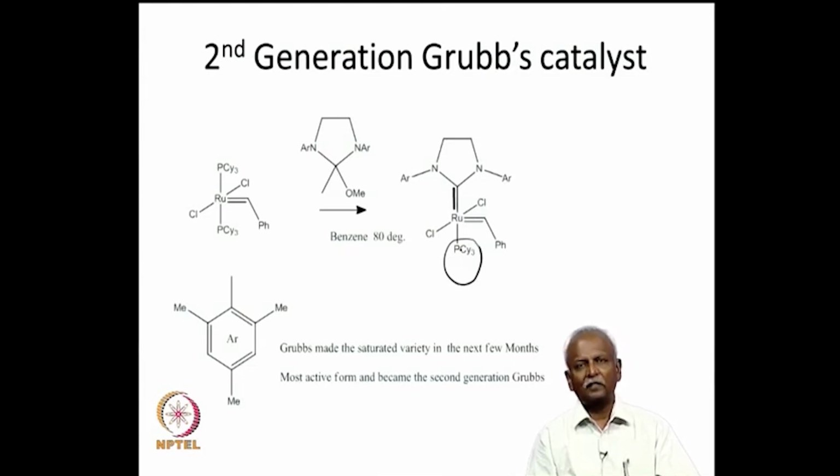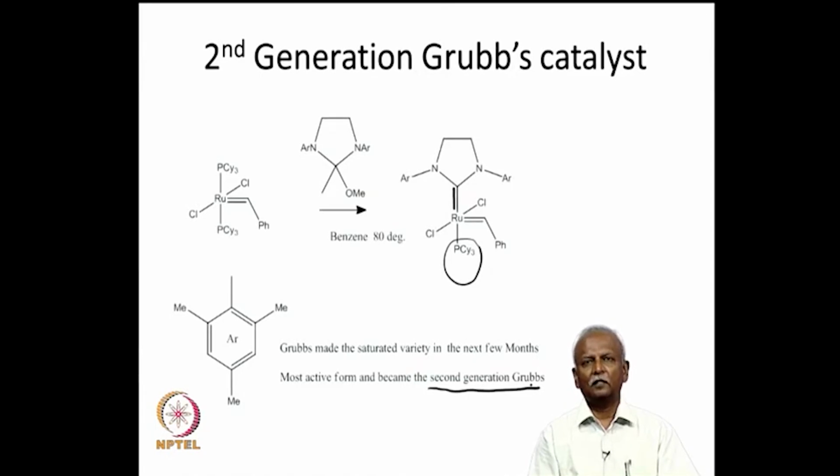ruthenium. In general, if you want a catalyst to function from the resting state, you would have an extra ligand which leaves and generates a vacant coordination site which initiates the reaction. Grubbs published the synthesis of this compound and its reactivity just a few months after he had published the unsaturated variety, but it was very clear that the unsaturated variety was the most active form, and so it became what was popularly called the second generation Grubbs catalyst.